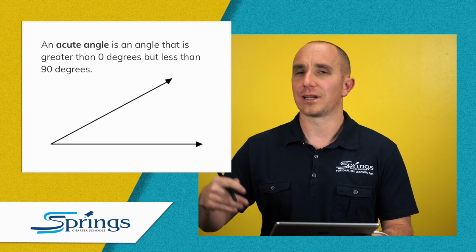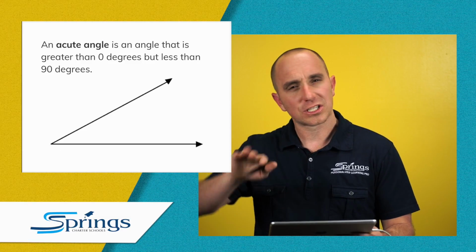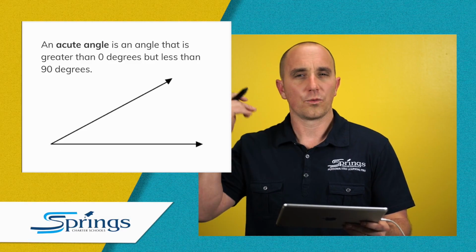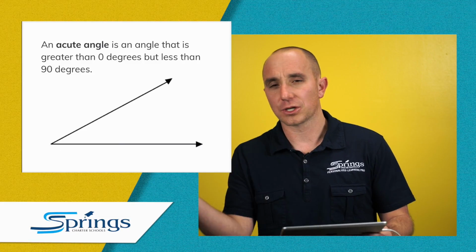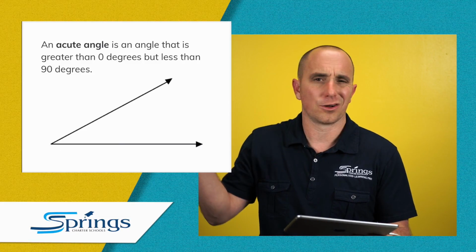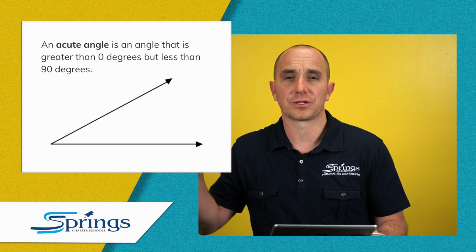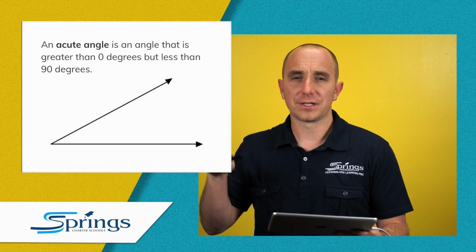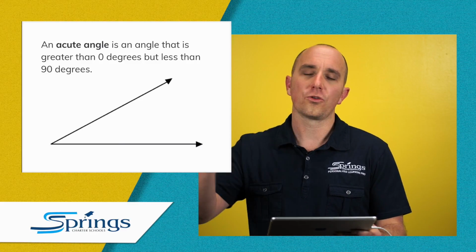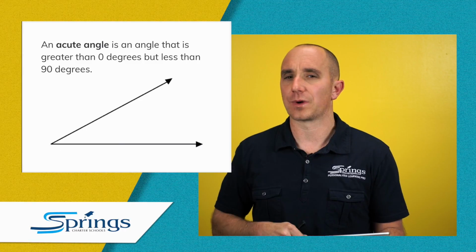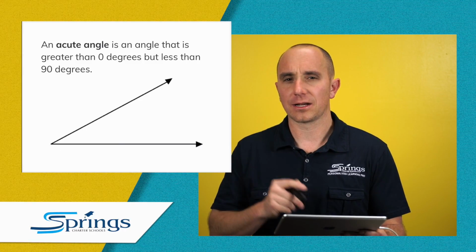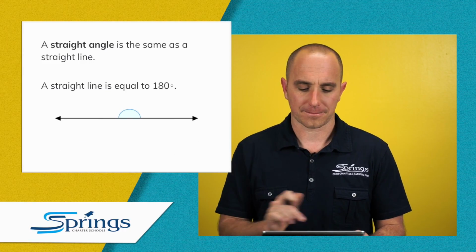Then we have acute, and I always teach people it's a cute little angle, it's less than 90 degrees. It's kind of weird to think about, but it's greater than 0, because 0 would just basically be two rays on top of each other. So it's greater than 0, which would be 1, all the way up to 89, because once it hits 90, it's right. So it's less than 90, greater than 0.